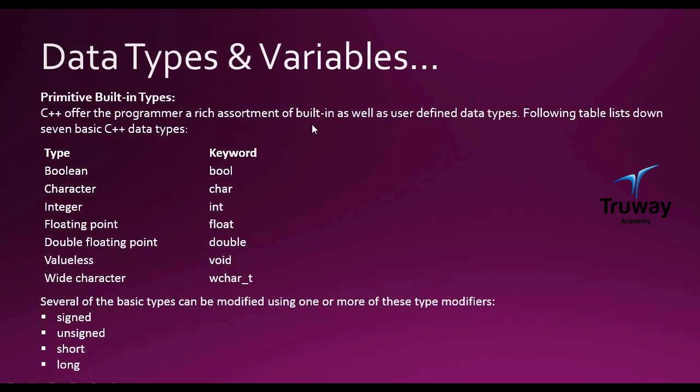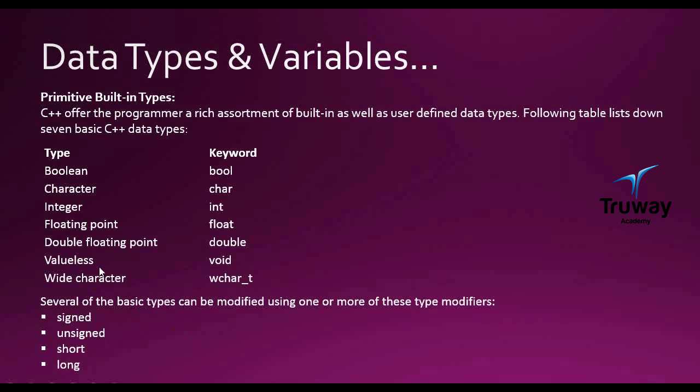For indicating these types in my program, I use these keywords. When I want to store boolean data, which is either 0 or 1, either true or false, we use the bool keyword. For character, I use char. For integer, it is just int. For floating point, it is float. For double floating point, it's double. And valueless, that is no type, without any type: when I want to indicate there is no type, I use void. And for wide character, I use wchar_t.